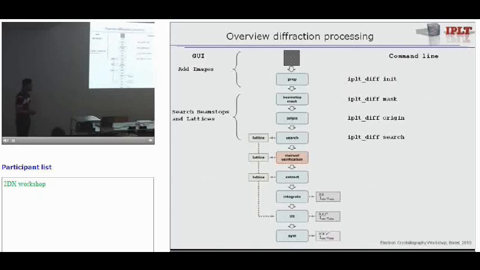Because depending on how you set up the microscope, normally the shape of your beam stop doesn't change, but the position might change slightly. You can also run all these steps together on the command line with an IPLDiff all. Then, the second step is searching for the origin.